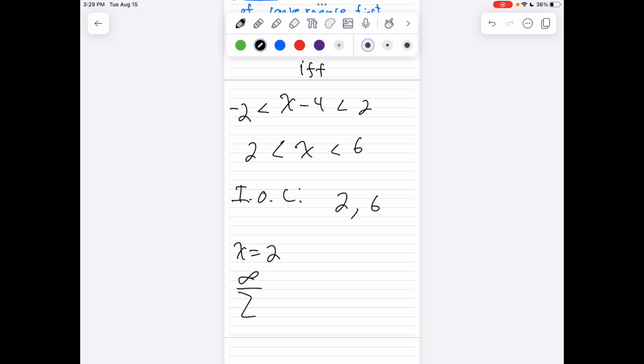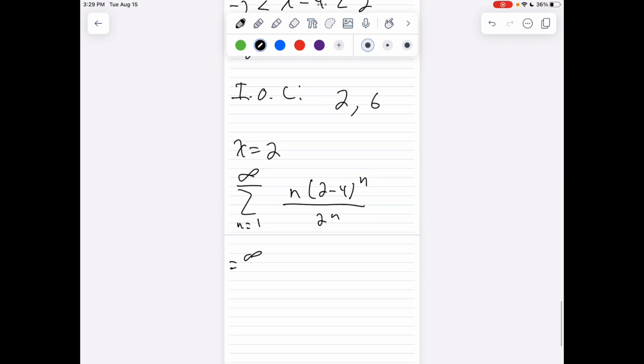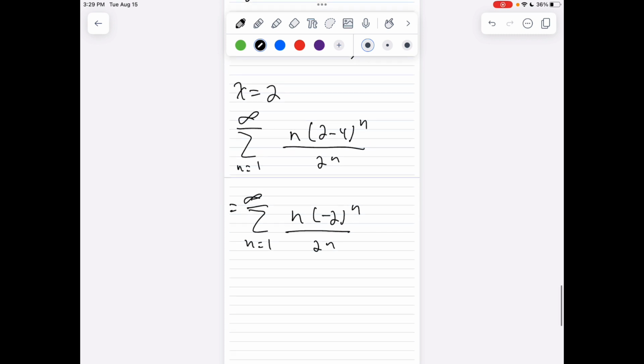So if you plug x equals 2 back into your series, you would get n times (2 minus 4)^n over 2^n. 2 minus 4 inside that parentheses would be negative 2, so (-2)^n over 2^n.